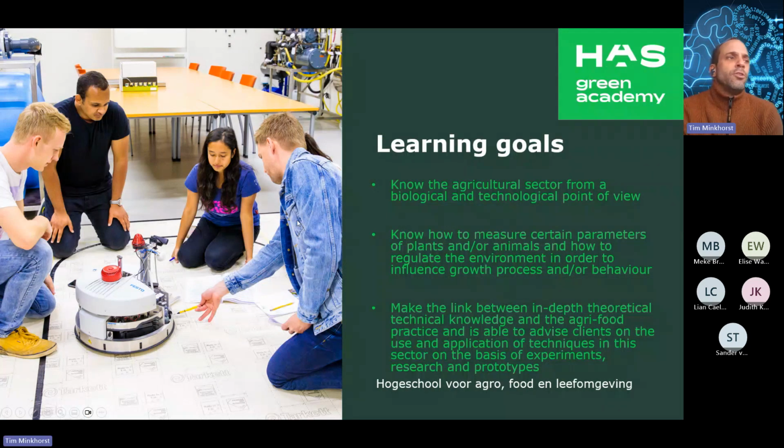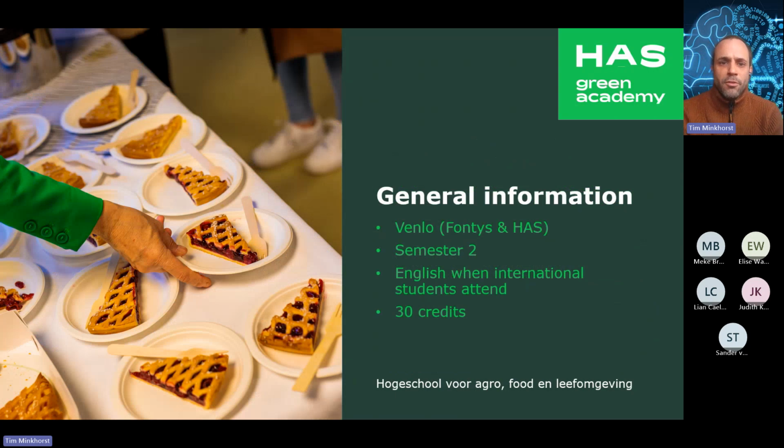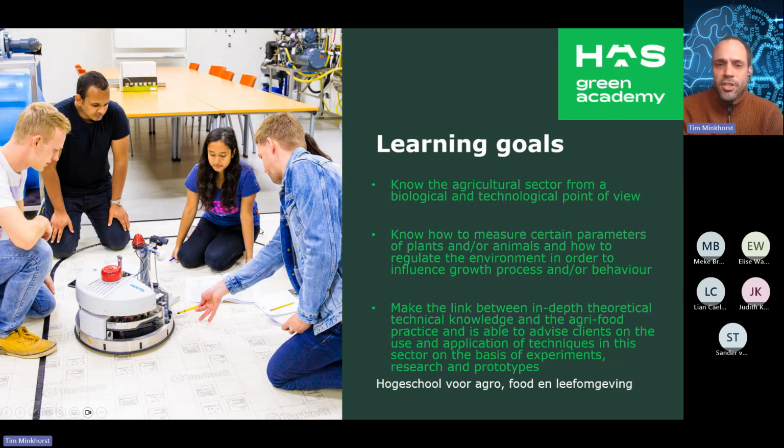So if you look at the learning goals of this minor, you're going to know the agricultural sector and the point of view based on biology and technology. You're going to know how to measure certain parameters on plants or animals, but also how to influence environment, growth processes, and how you can automate that. But also, and maybe the most important one, you're going to make the link between in-depth theoretical knowledge and the agri-food practice, and you're going to be able to give proper advice to clients.